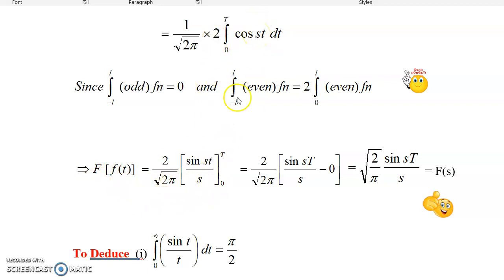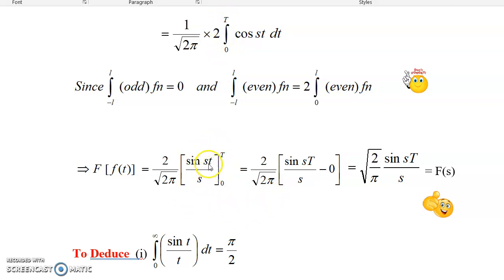Cos, when we integrate, we have sin ax. So sin st, when we integrate sin st divided by s, because the integration is with respect to t. So with respect to t, when you integrate, s is going to be constant. So by s will come integral 0 to T. Now we have to apply the limit.